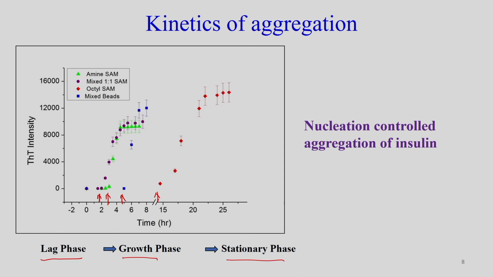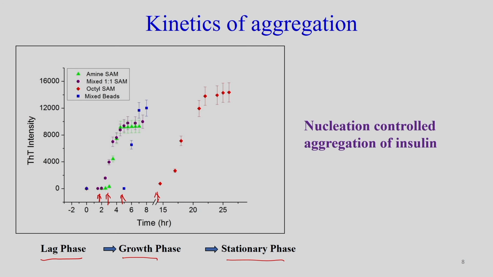So, what we are seeing here is the amine SAM having a lag time of about, let us say, 3 hours, and octyl having a lag time of about 12 or 13 hours. Then in case of mixed SAM, it has the least amount of lag time. It means the aggregation process starts quickly on the mixed SAM.